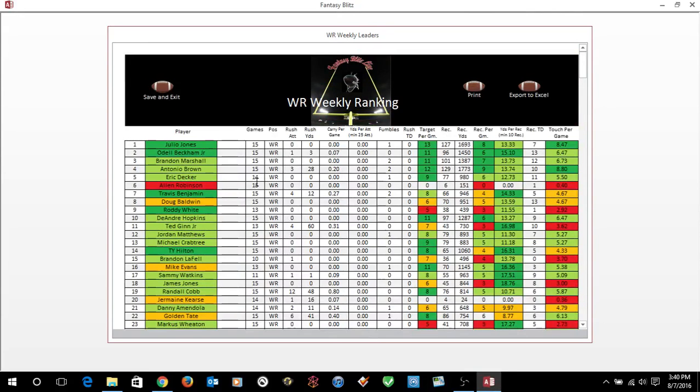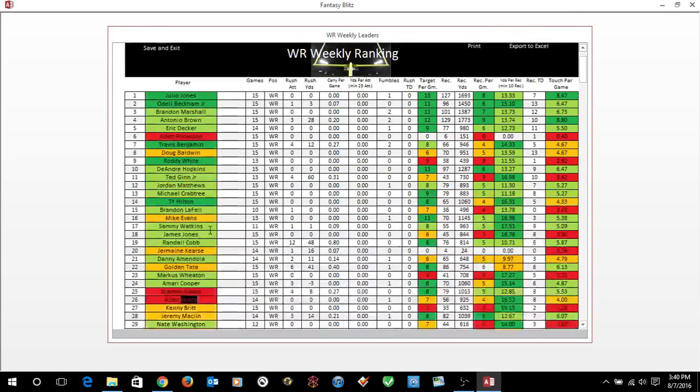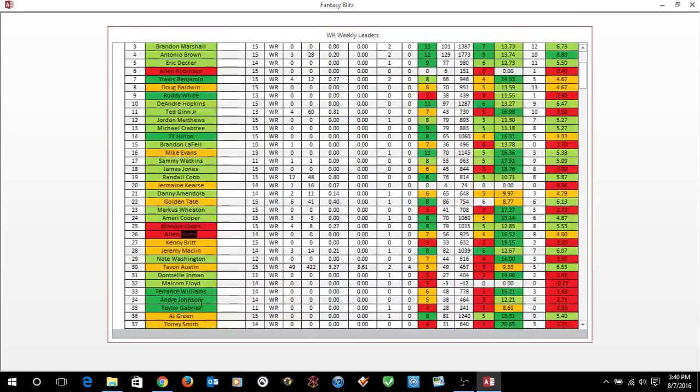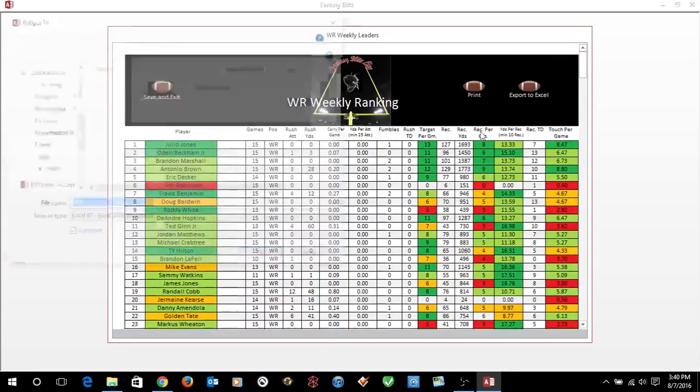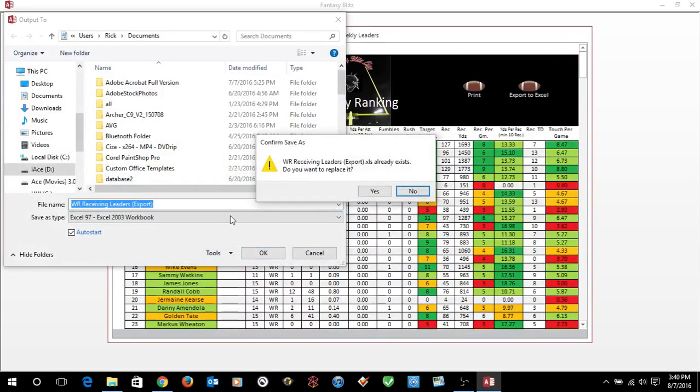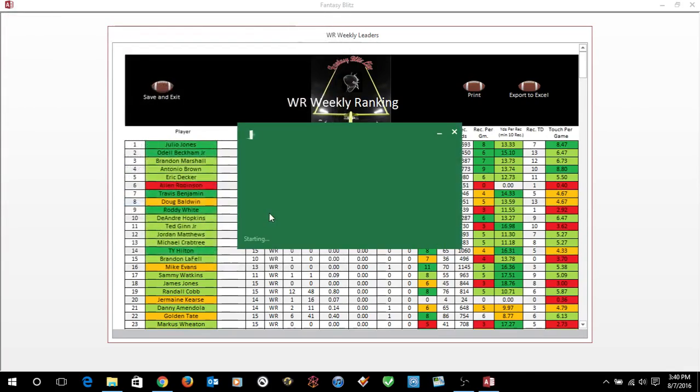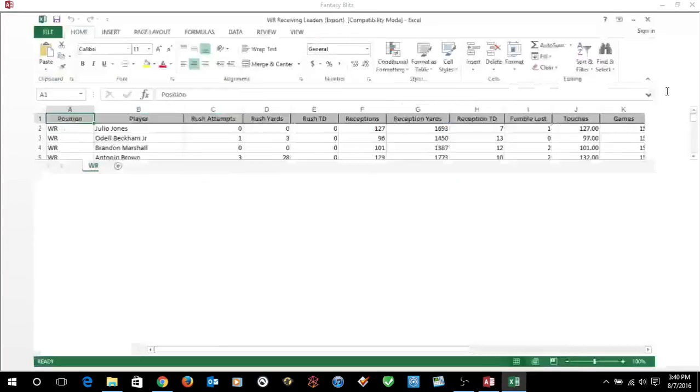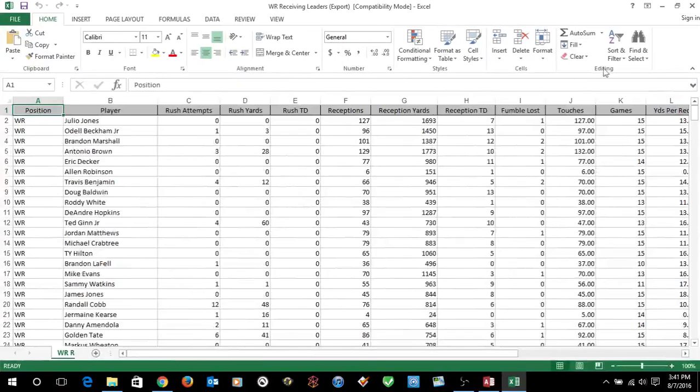All positions except for quarterback, you want to look for light green or green here and go as deep down as you can. Dig into these stats. You can export this to Excel to make it easier for you to read it, or compile it, sort it, however you need to move the data.